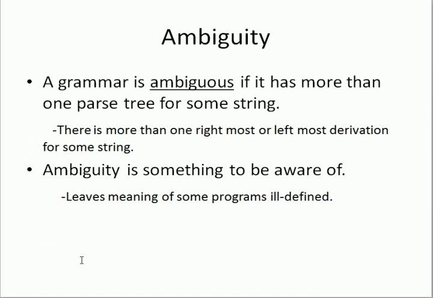So for ambiguity, a grammar is ambiguous if it has more than one parse tree for some string. This can also mean that there is more than one rightmost or leftmost derivation for some string. And ambiguity is something to be aware of because it leaves the meaning of some programs ill-defined. For example, in the C language, an asterisk can either mean a multiplication or a pointer. So for the statement x asterisk y, this can either be interpreted as x times y, or that y is a pointer to some type x.